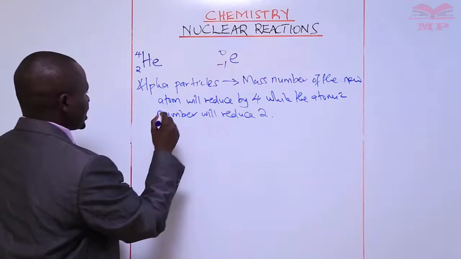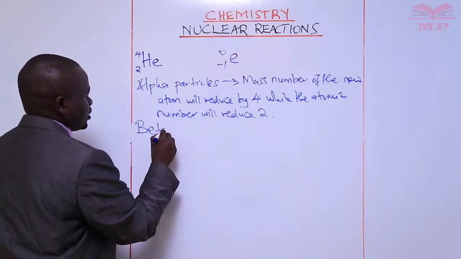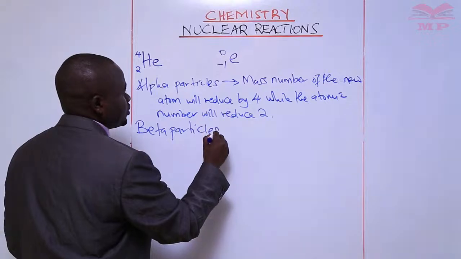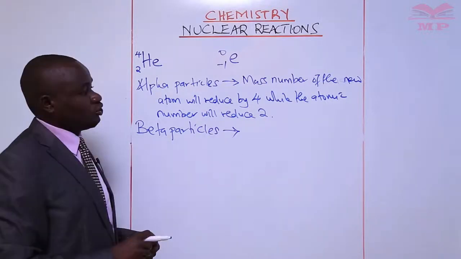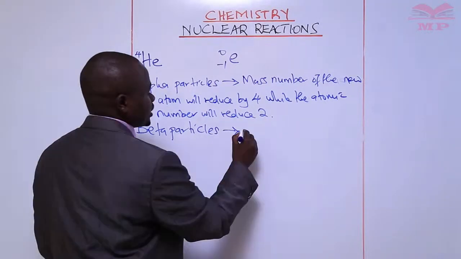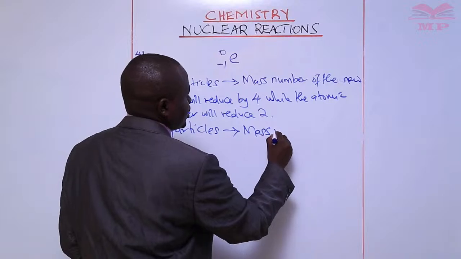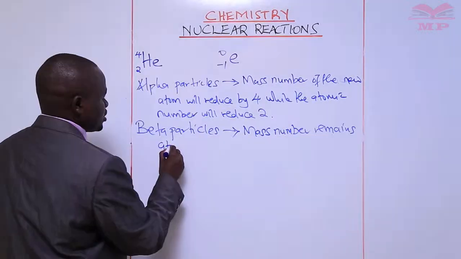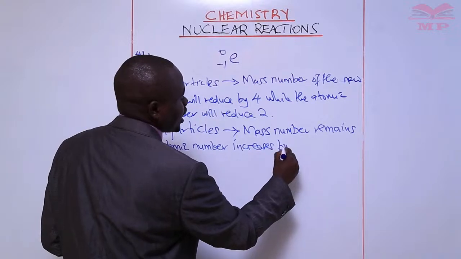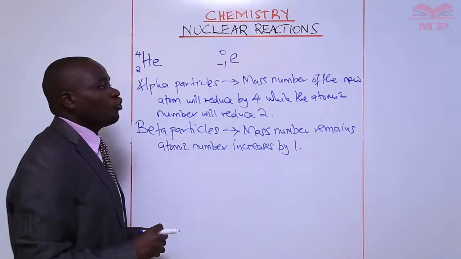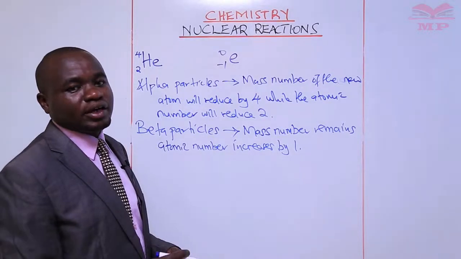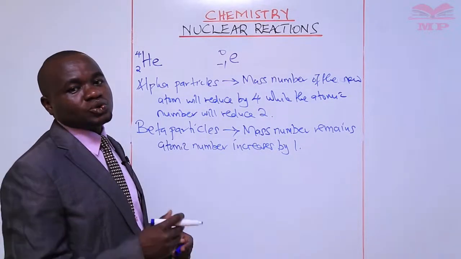When it comes to beta particles, when they are emitted during that process of disintegration, the mass number does not change. Mass number remains the same, while the atomic number increases by 1. Now for gamma rays, the mass number and atomic number are not affected, so they remain the same.